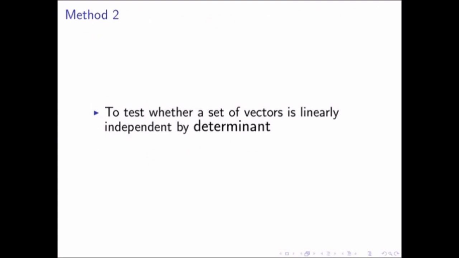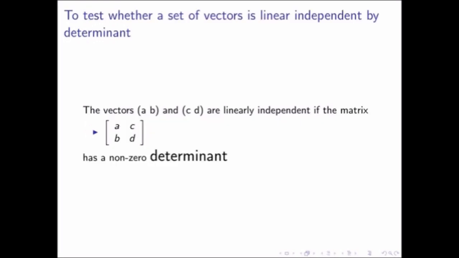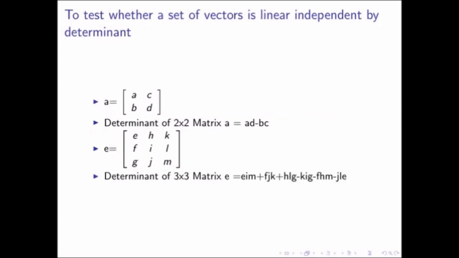After using vector span, we are going to use determinant to find whether a set of vectors is linearly independent. Two vectors are linearly independent if the matrix combining these two vectors like this has a non-zero determinant. Here simply shows you how to calculate the determinant of a 2 times 2 or 3 times 3 matrix.